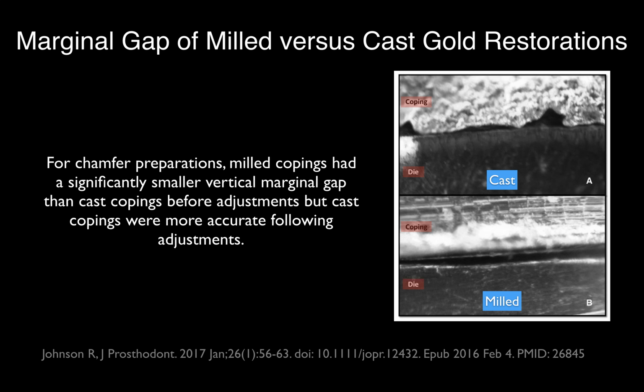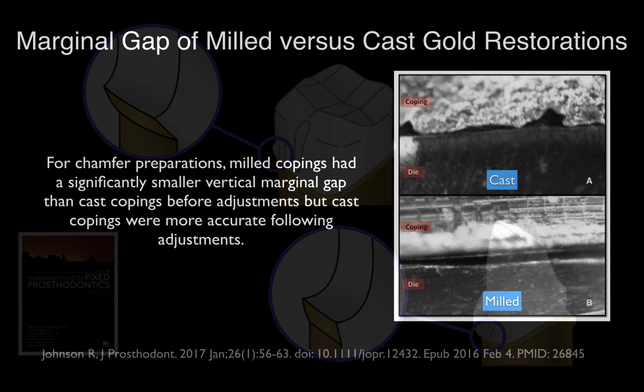You know, Johnson did a very interesting study evaluating the marginal gap of milled versus cast gold restorations, specifically focusing on chamfers. And what he discovered is that for chamfer preparations, milled copings had a significantly smaller vertical marginal gap than our cast copings before adjustments. And again, this is because of extractive methodology, that the internal of the crown is a little bit looser so the margins fit better. Cast restorations fit better, but they need to be adjusted. And what Johnson found is that the cast copings were much more accurate following these internal adjustments.